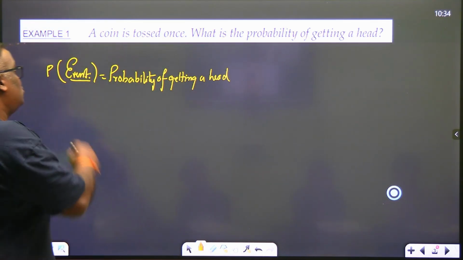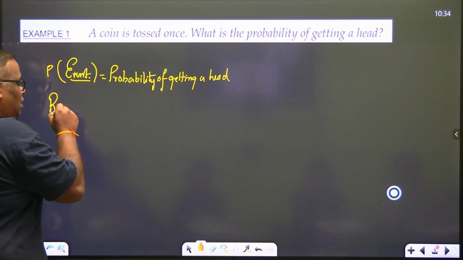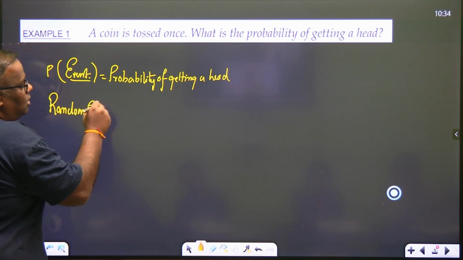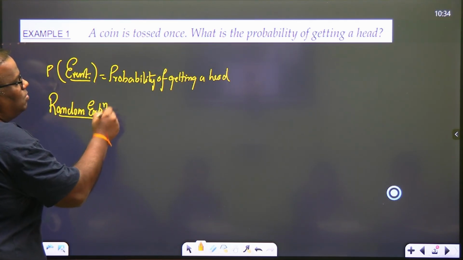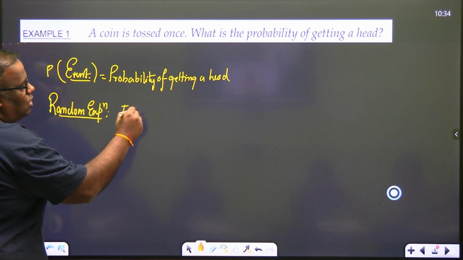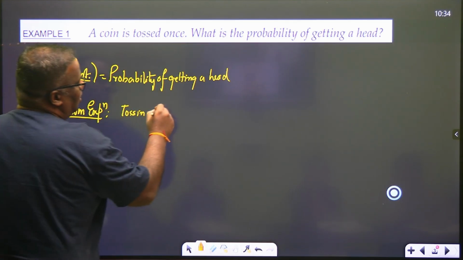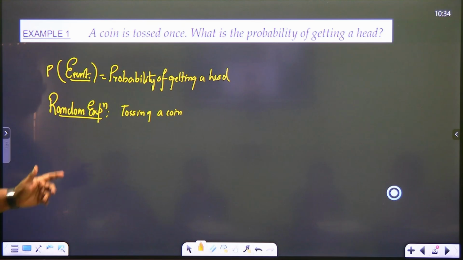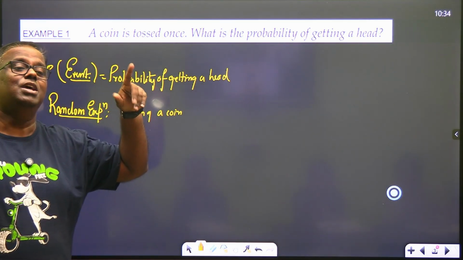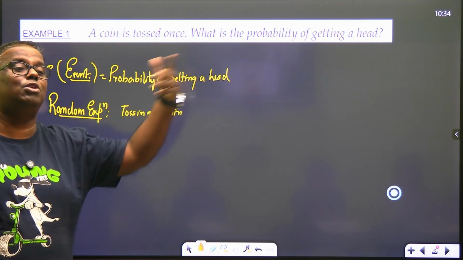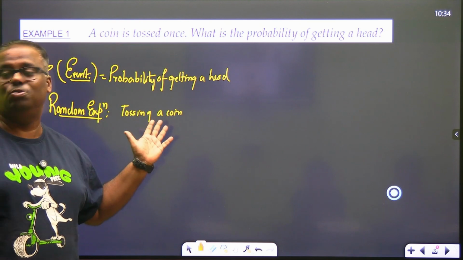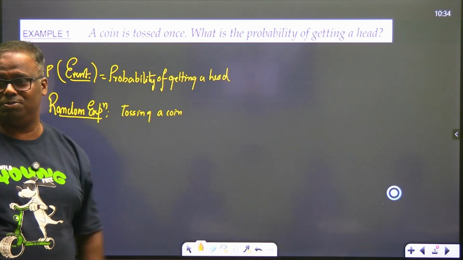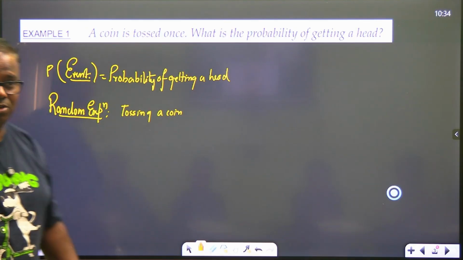So first you should also ask yourself, an event is an outcome of what? A random experiment. So ask yourself, what is the random experiment? Tossing a coin. Now ask yourself, is tossing a coin a random experiment? What is a random experiment? A random experiment is an experiment whose outcome is not known. Yes, you don't know what outcome is going to come. And all possibilities of a random experiment form the sample space or the sample set.